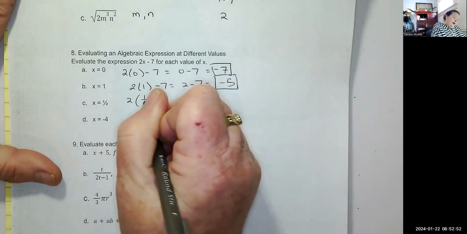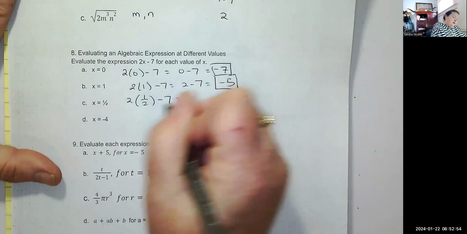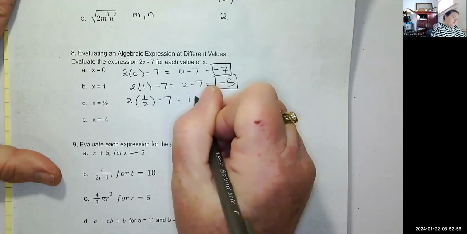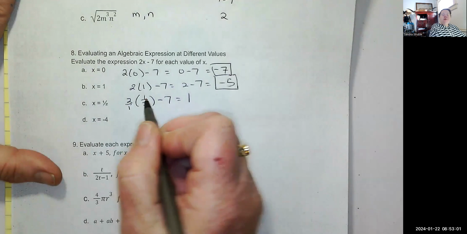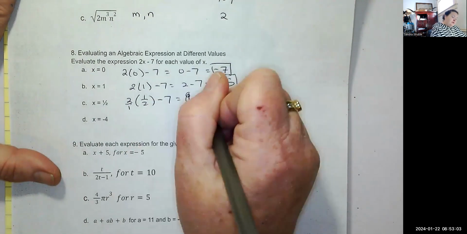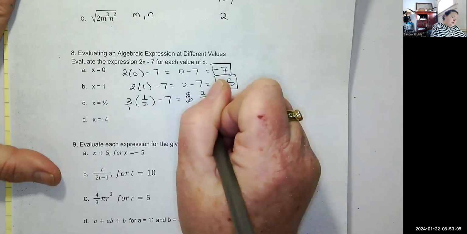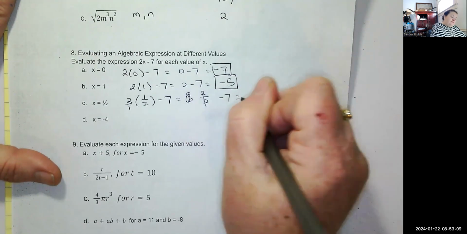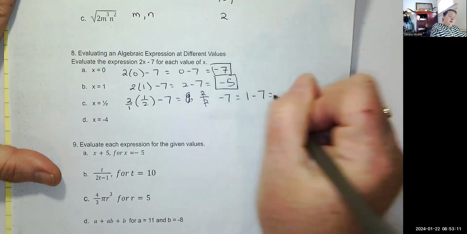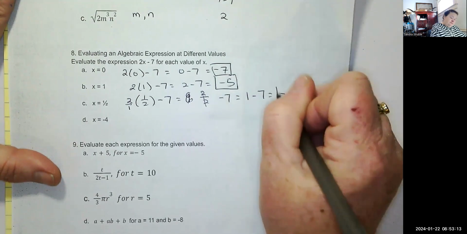2 times 1/2 minus 7. 2 times 1/2 is 1, because if you think of this as over 1, 2 times 1 is 2, and 1 times 2 is 2. So 2 over 2 minus 7. This reduces to 1. And 1 minus 7 is negative 6.